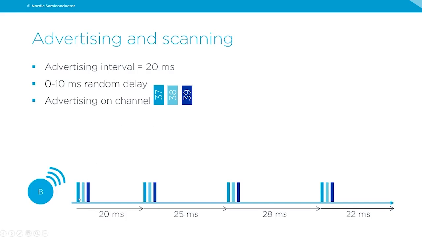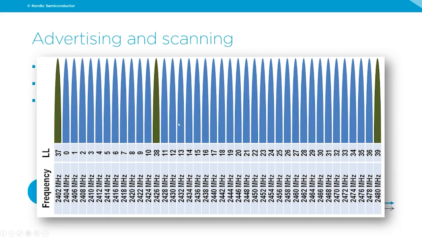And you can see here we advertise on 3 channels. By default, any advertising packet is repeated on all 3 advertising channels: 37, 38, 39. Let's have a look at the spectrum.